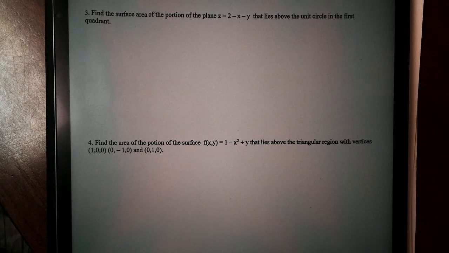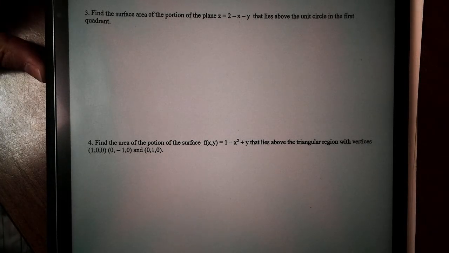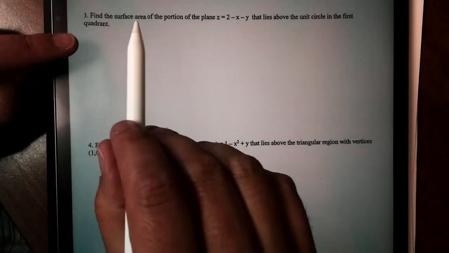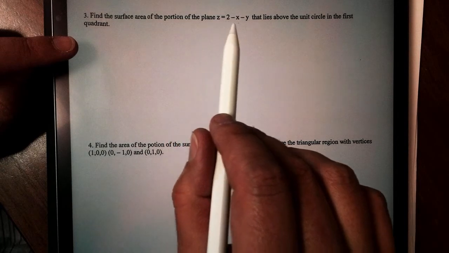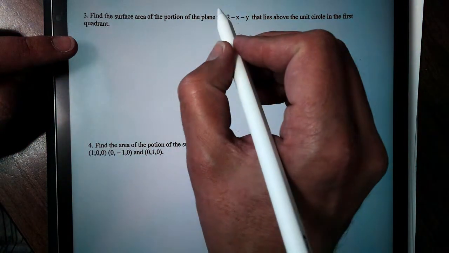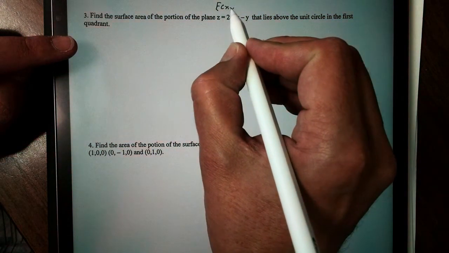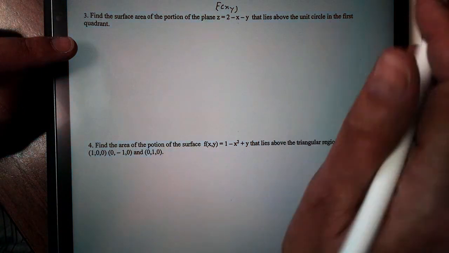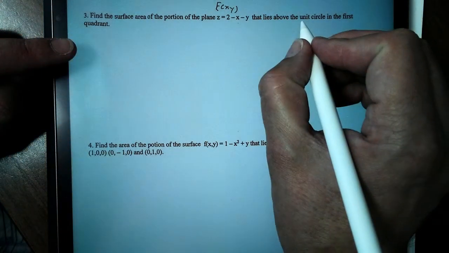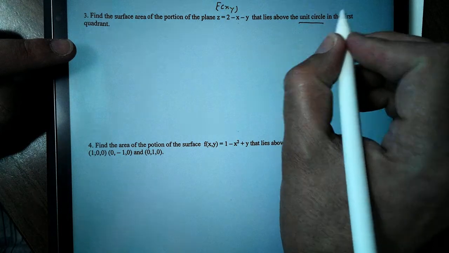So we're going to continue our discussion on surface area. For question number three, it says we want to find the surface area of the portion of the plane. Remember, this is my function f of x, y that lies above the unit circle in the first quadrant. So again, we're dealing with the first quadrant, and of course we have the unit circle.